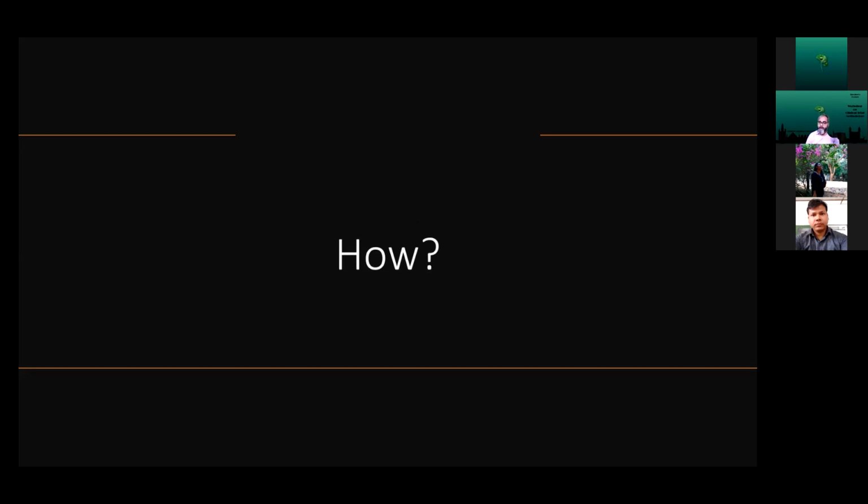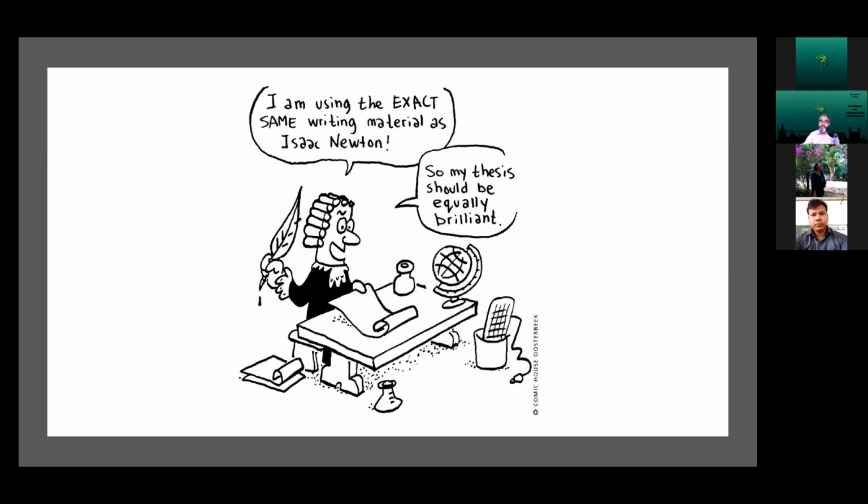how do we do it? How do we frame the research question? Let us see some active examples and go through a stepwise method. Okay? This is a common comic that is used: just because you're using Isaac Newton's pen, your thesis would not be as brilliant as Isaac Newton's thesis. That is something we often think, that you just copy and paste a particular approach in order to learn, and then you think that it would be equally brilliant. That never happens.